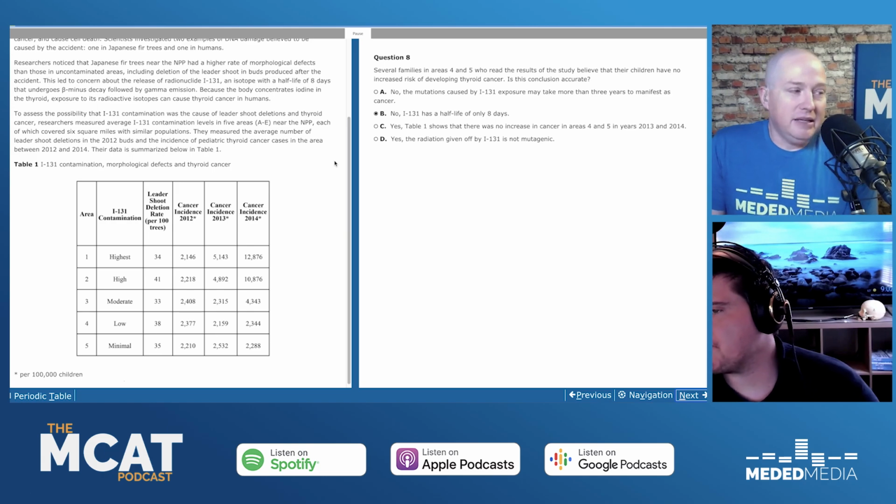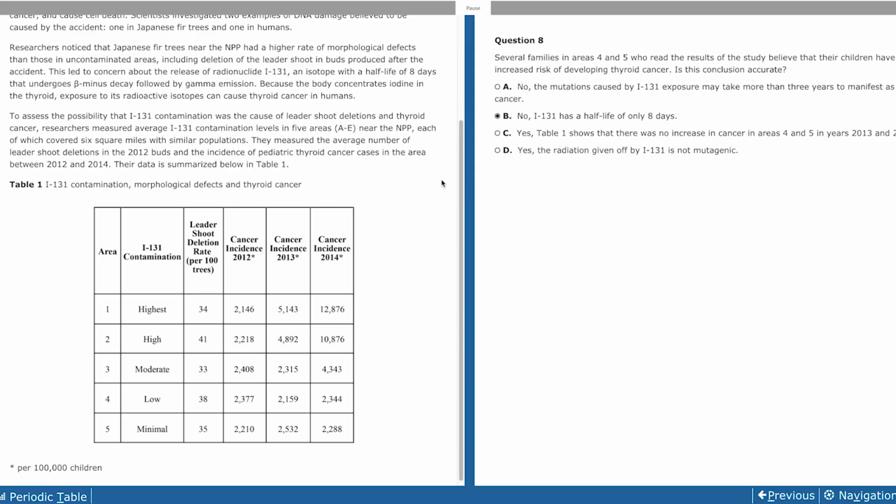Okay. So question 8: several families in areas 4 and 5 who read the results of the study believe that their children have no increased risk of developing thyroid cancer. Is this conclusion accurate? So again, going back to areas 4 and 5, we have the low and minimal exposure to the iodine-131 contamination. The cancer incidence in 2012 was 2,377 for low, 2,344 for 2014. So over 2 years, the incidence did not increase.